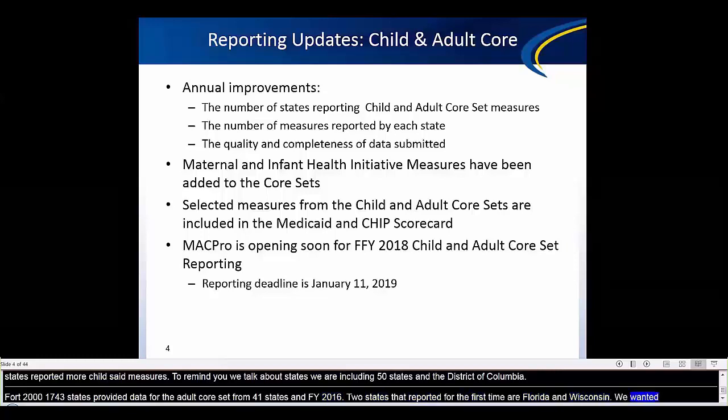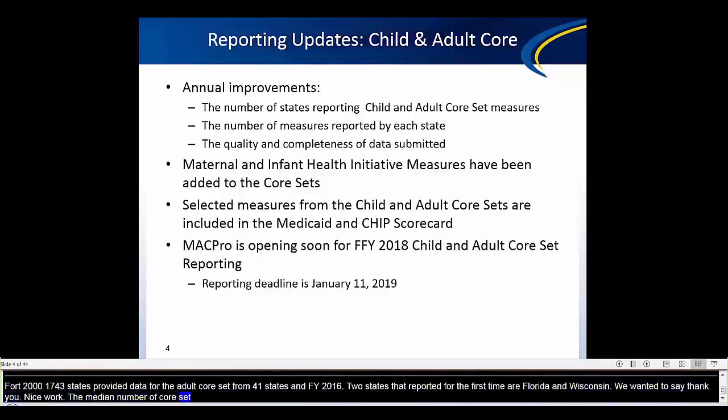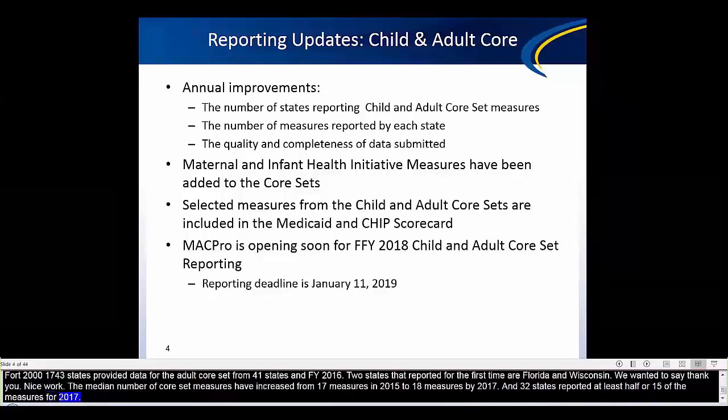The median number of adult core set measures reported by states also increased from 17 measures in 2016 to 18 measures for the FFY 2017. And 32 states reported at least half, or 15 of the measures for 2017. In addition, 30 states reported more adult core set measures for FFY 17 than FFY 2016. So we wanted to say a very strong thank you to states for not only improving their data quality and completeness, but also for reporting on more measures over the last few years.